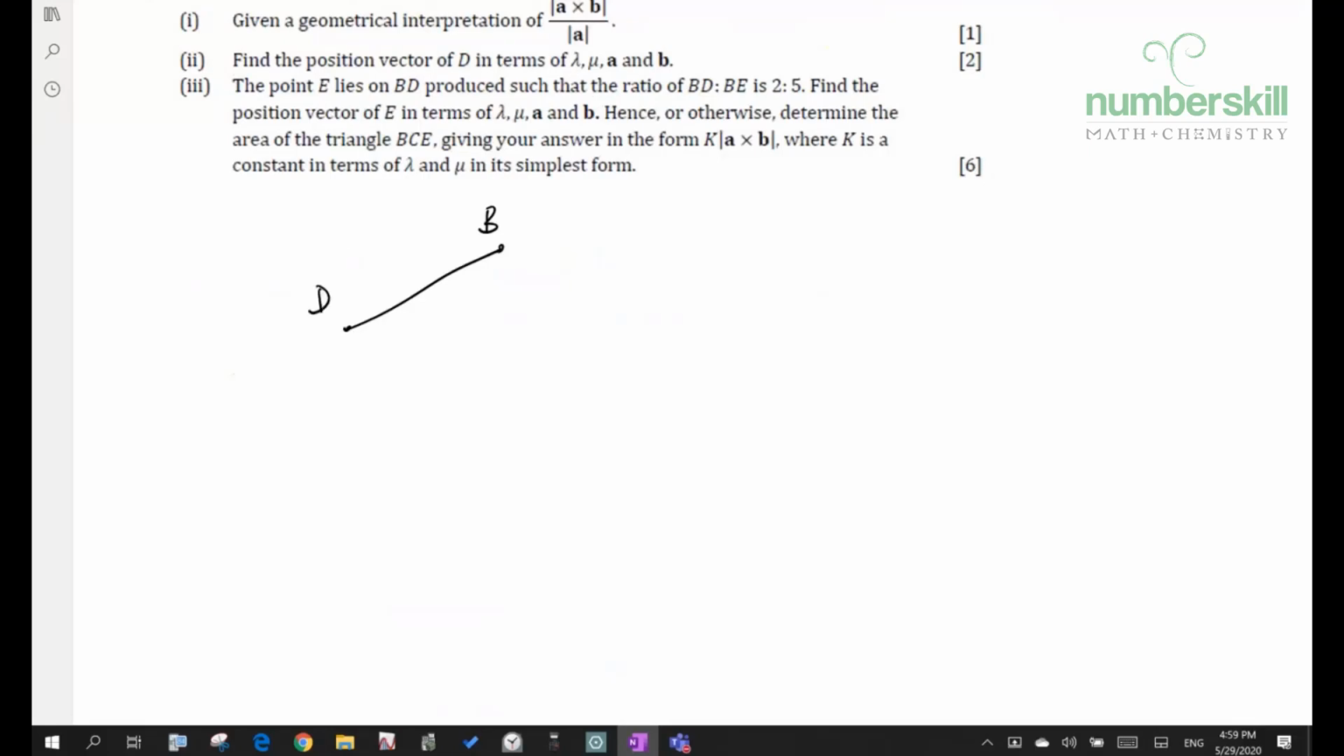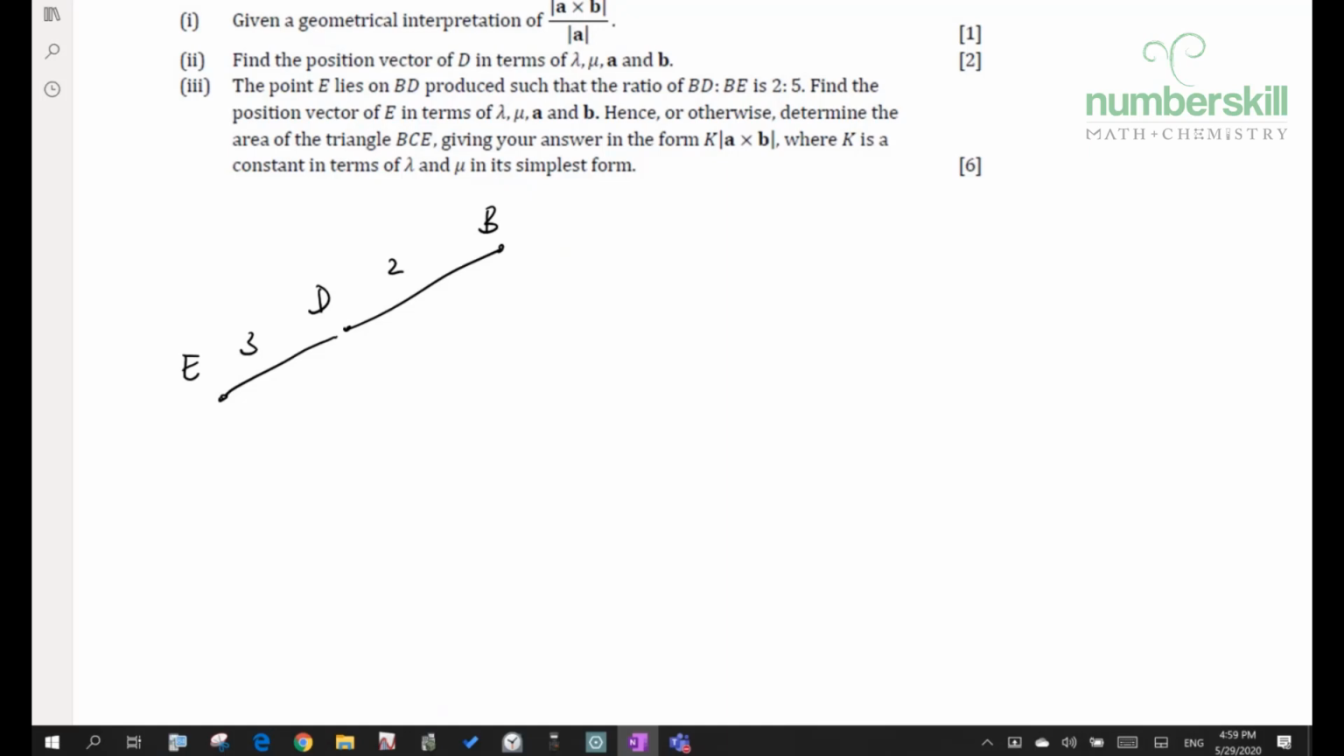There's a point called E, and E lies on BD produced, which means it's somewhere down the road. This tells you the ratio. BD is 2, BE is 5, so that makes this 3. My proportion is obviously very off, but never mind, not important. Diagram not to scale is fine.